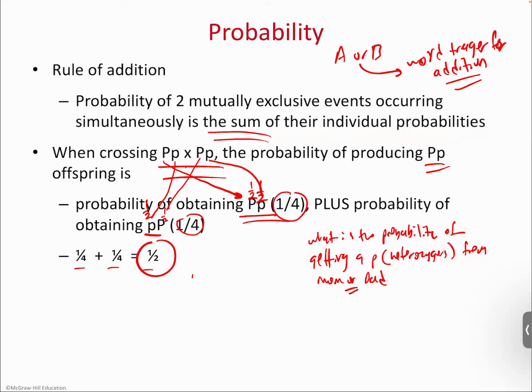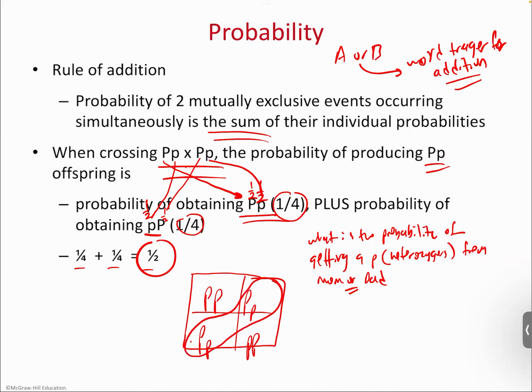By the way, you can also see this in the Punnett square, can't you? So what's the probability of getting homozygosity? Well, you have 2 out of 4, right? Which is what? 1/2. So you can see the Punnett square can break it down for you as well. Now, in this particular case, we're just asking if I get that heterozygote from either mom or from dad, right? So it's an either-or situation.